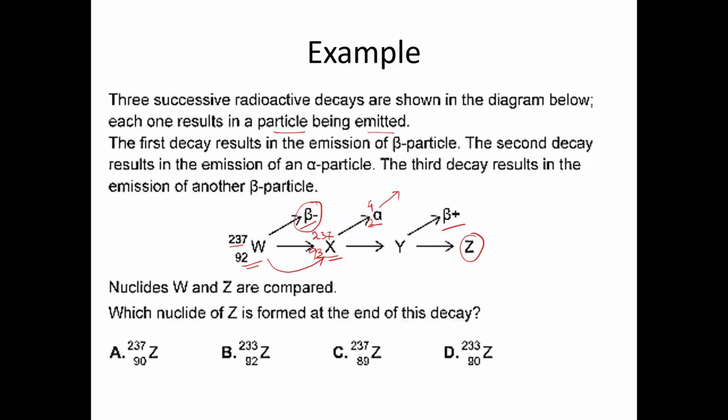So 4 is gone from the nucleon number. What is left at the back? It will be 233. And likewise, 2 is gone from its bottom part. So it becomes 91.